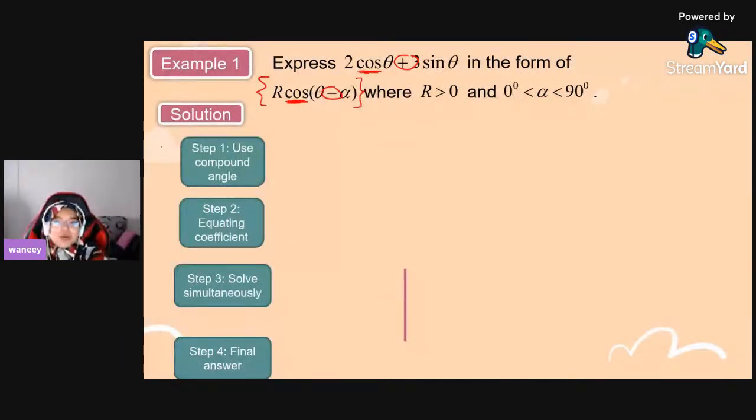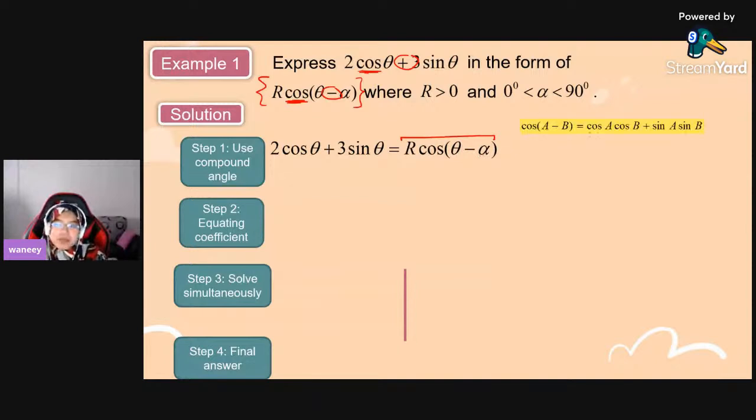Okay, so now what do we do? We need to write them down first. So r cos theta minus alpha is equal to 2 cos theta plus 3 sin theta. And then we have to use the compound angle for the right hand side, the term with the r. What is the compound angle involving a minus b? So cos A minus B is actually equal to cos A cos B plus sin A sin B. So we are going to use this compound angle. We just need to multiply them with R.